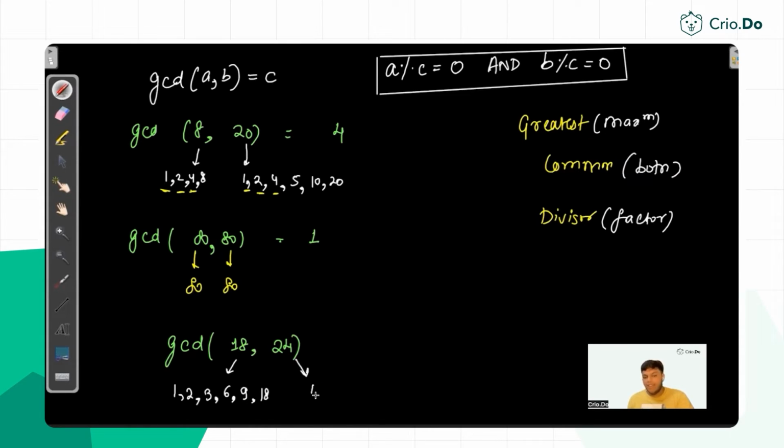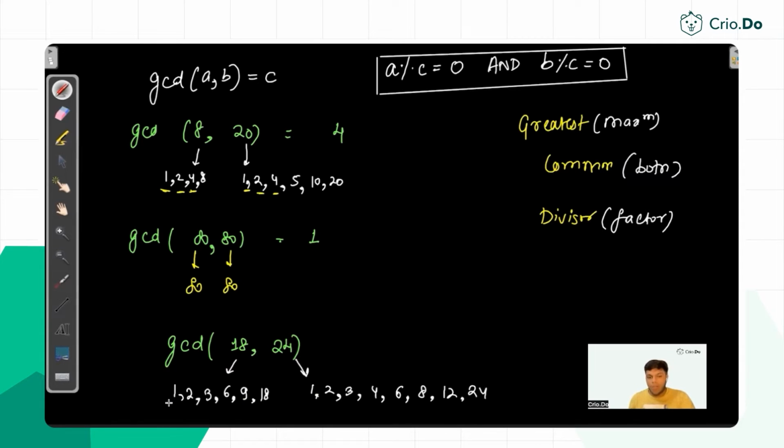What about 24? There will be 1, 2, 3, 4. Also 5? No. 6? Yes. 7? No. 8? Yes, 8 into 3 is 24. Then not 9, not 10. Then directly 12 will be there. And finally 24 will be there.